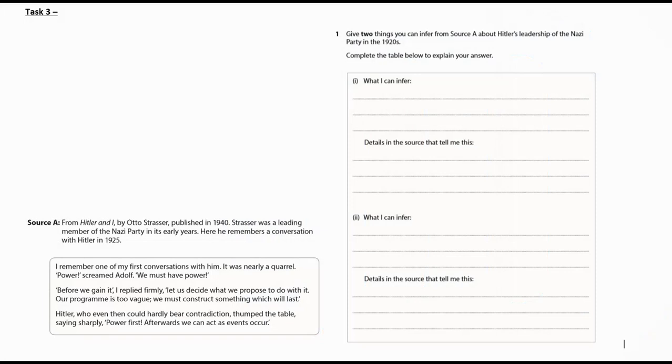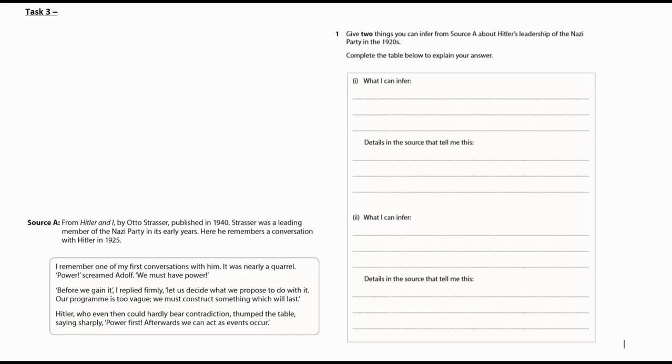Okay, welcome back. Let's have a look to see how you did. Let's have a look at the source. It's from Hitler and I by Otto Strasser, published in 1940. Strasser was a leading member of the Nazi Party in its early years. Here he is remembering a conversation with Hitler in 1925.